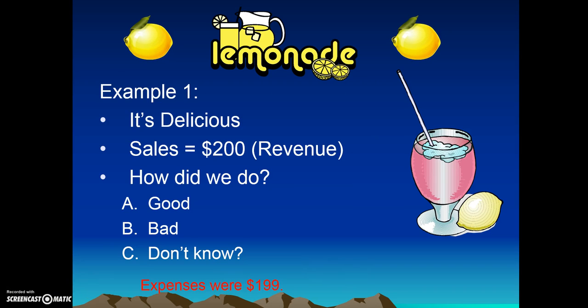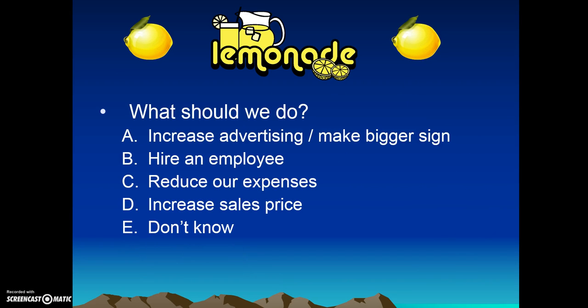So let's assume that our expenses were $199 in this example. Obviously, our answer would change, and that would be a bad result, because we only would have profited $1, and our goal is, of course, to profit $50 every week. So what should we do with that information?